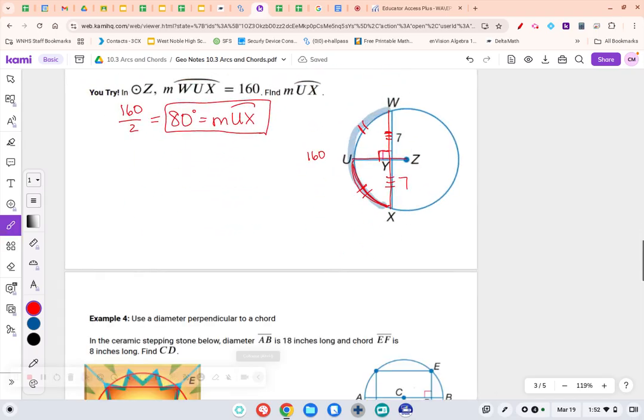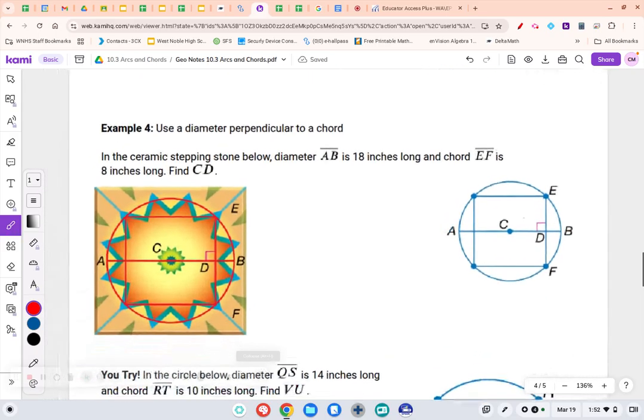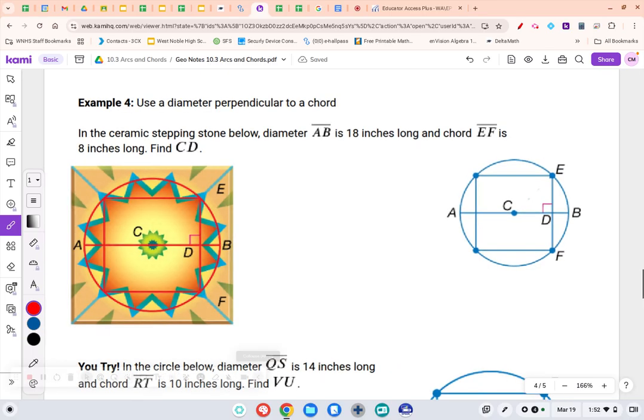On the next page, we have example 4. It says, in the ceramic stepping stone below, diameter AB is 18 inches long, and chord EF is 8 inches long. Find CD. This problem can be a little bit tricky. You will have a bonus on your test, very similar.